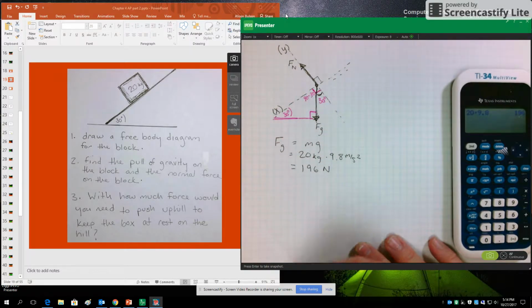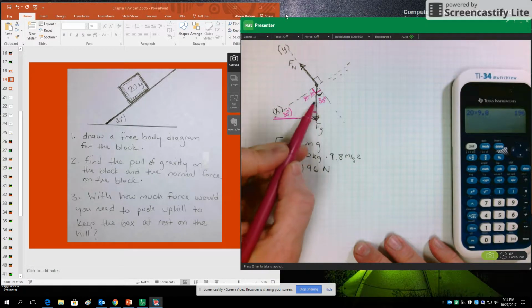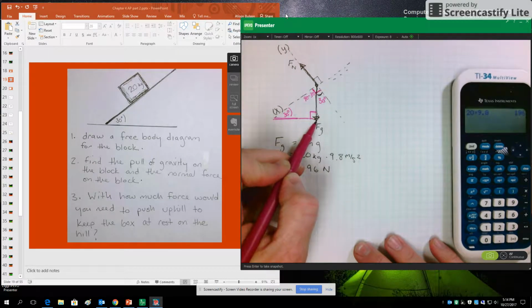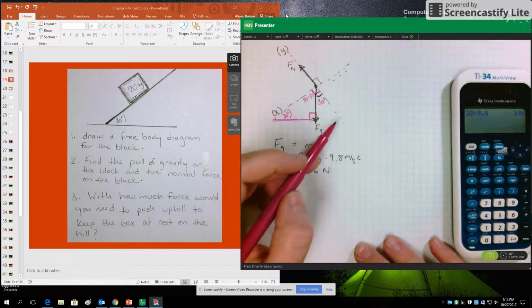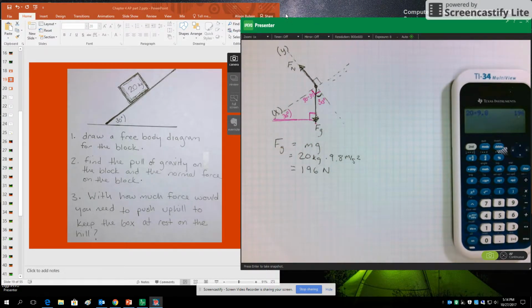I'll only show this once or twice, but it's always the case that the angle of inclination from horizontal is the same as the angle from the vertical pull of gravity to our new y-axis, or our new negative y-axis. That will always be the case. It's a similar triangles argument. So we now have our angle, and we want to find the normal force on the block.